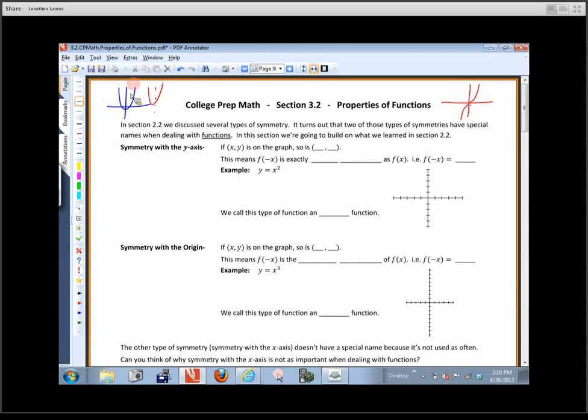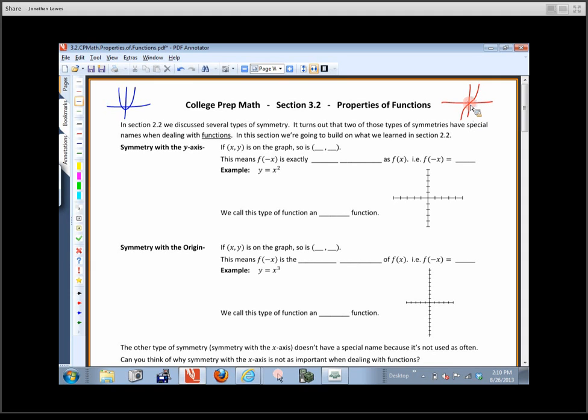This is called, so let me erase that one, reflective symmetry or line symmetry. It means if we fold it along the y-axis, the left looks the same as the right. This is different. This isn't a fold type of symmetry. This is what we call rotational symmetry or point symmetry.